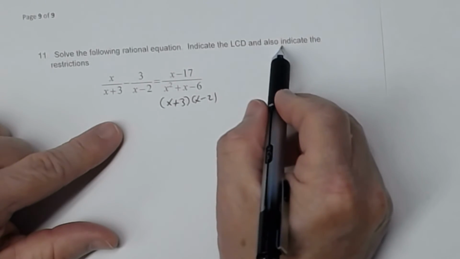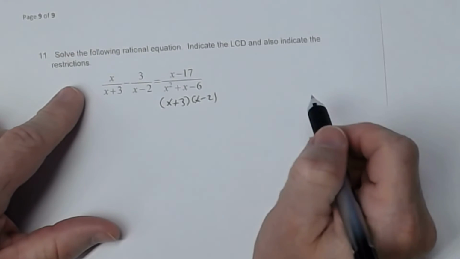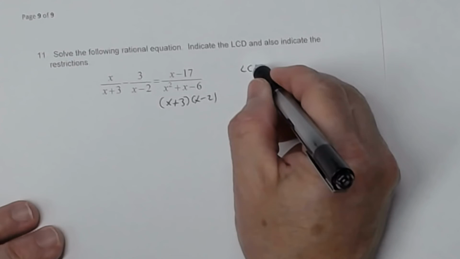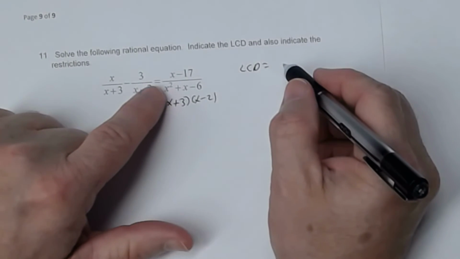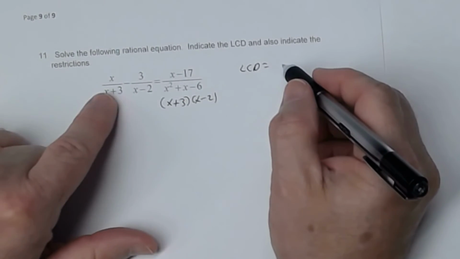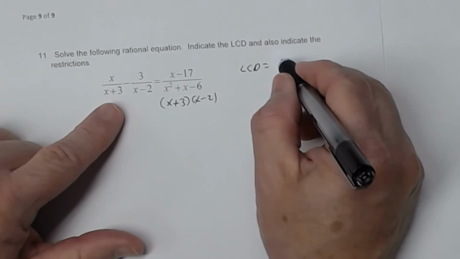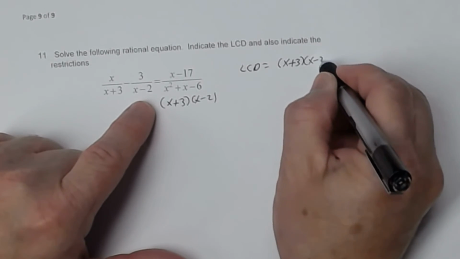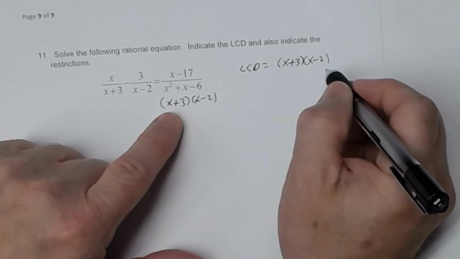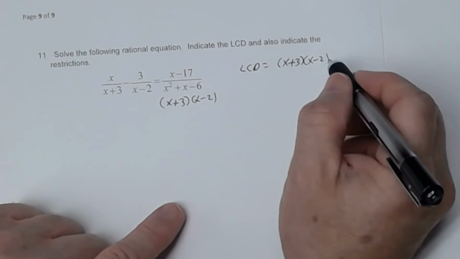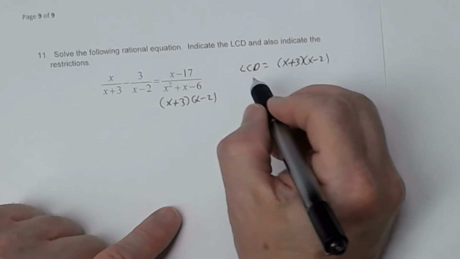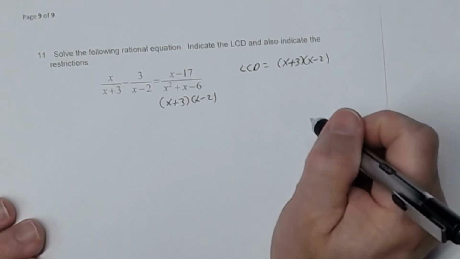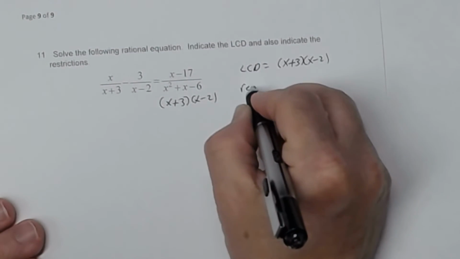Now notice the directions said find the LCD and indicate the restrictions. Now I don't have it written out here, but you still had to do that. So the least common denominator is the product of each of the factors you see, just like we talked about in number 3. So my least common denominator will be x plus 3. I see a factor x minus 2, so that's going to be there. I see x plus 3, but I already have it listed. I see x minus 2, I already have it listed. Don't list it again, because then it's no longer a least. It's a common denominator, but not the least. Always find the least. It makes things easier for yourself.